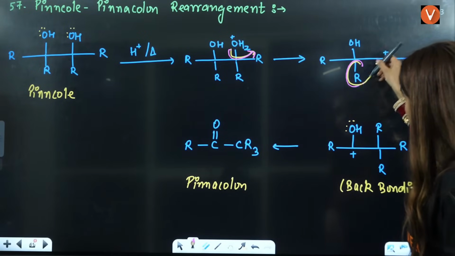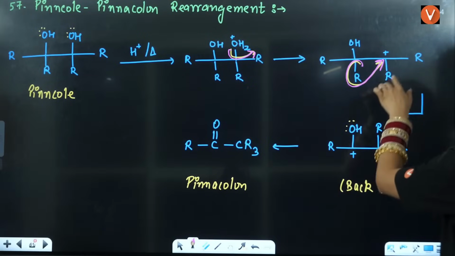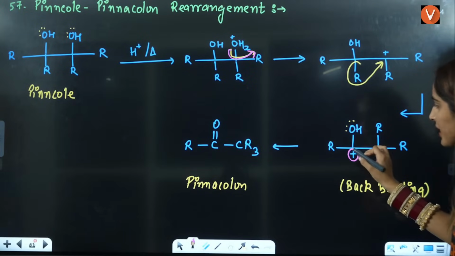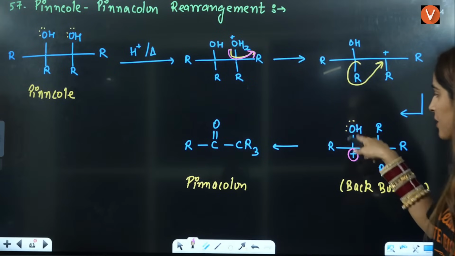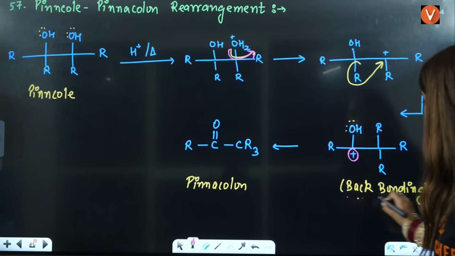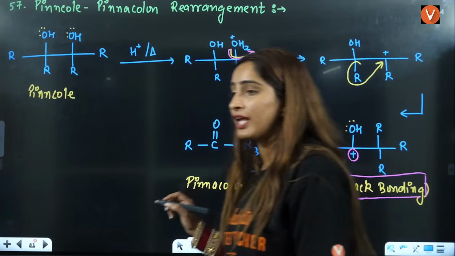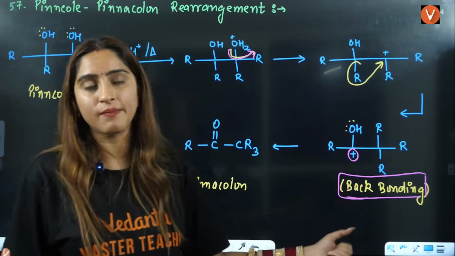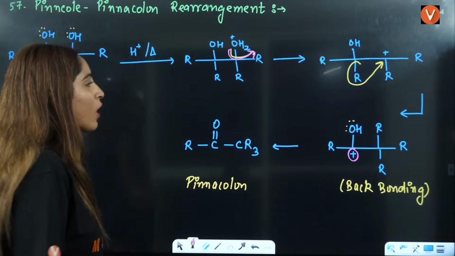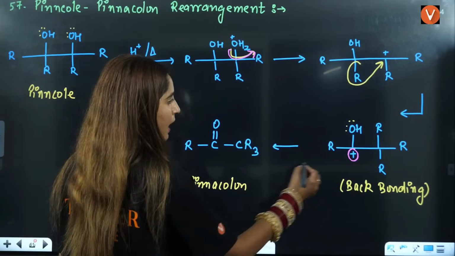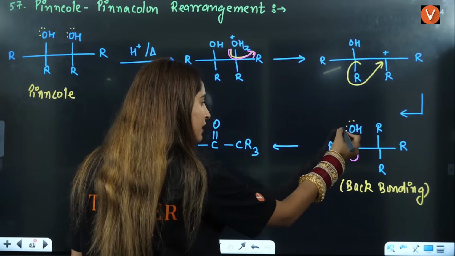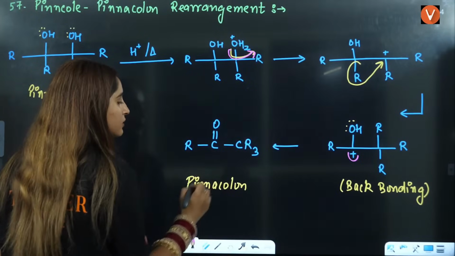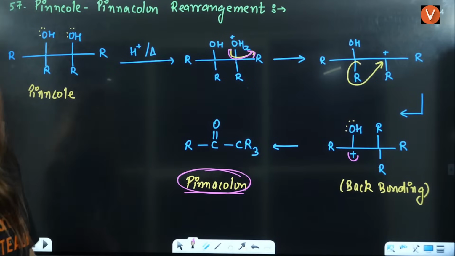Then this R will get shifted to this side. Now you will have the formation of a carbocation on which directly you have the attachment of OH. Because of back bonding, if you know the concepts of GOC, this is a very stable thing, right? Okay, so now what will happen because of this back bonding? The electrons will be donated here, H will leave from this side, and hence you will have the formation of this pinacolone. That is, a ketonic group is formed here.